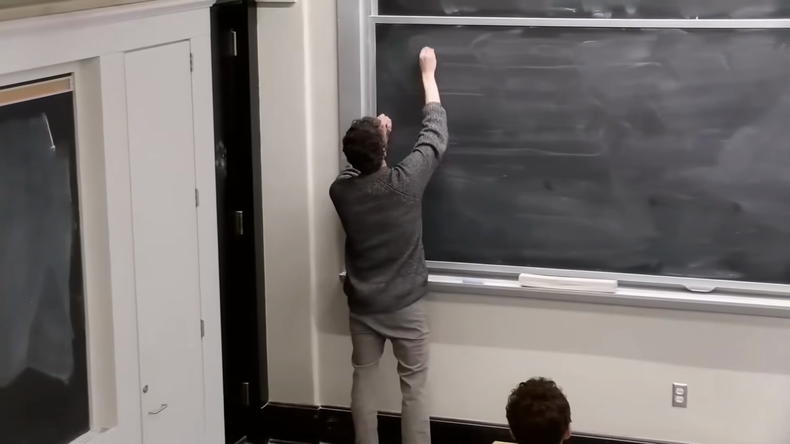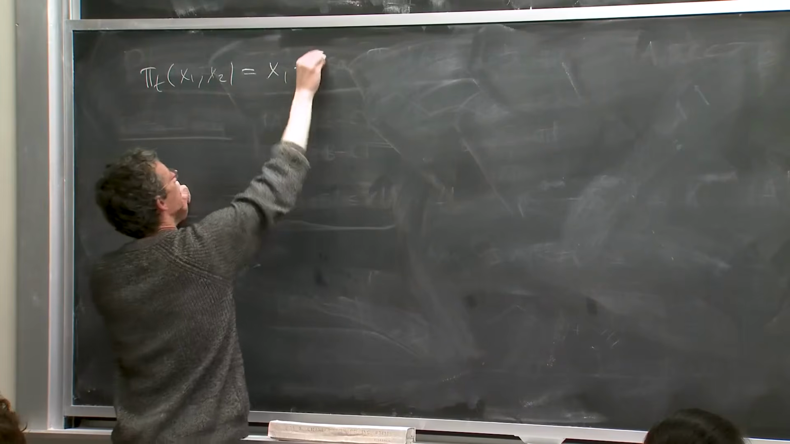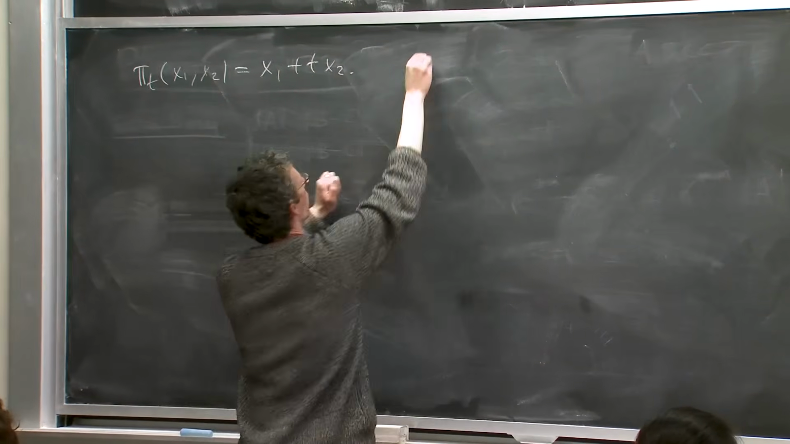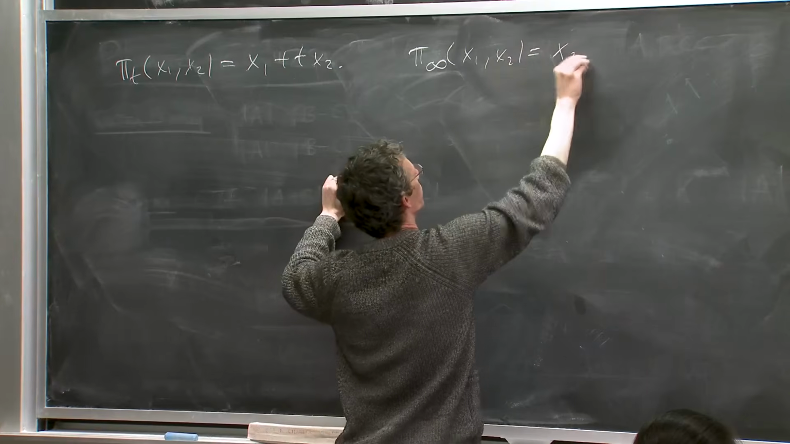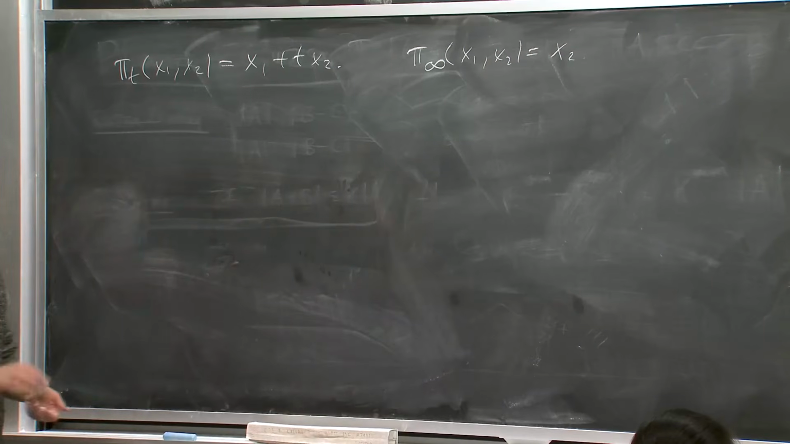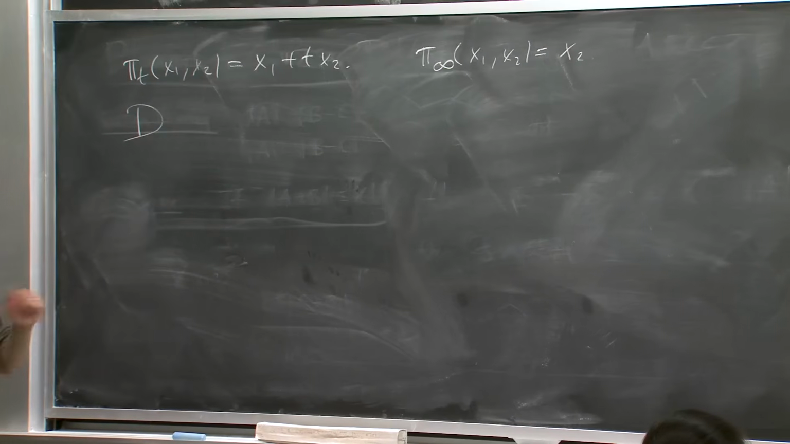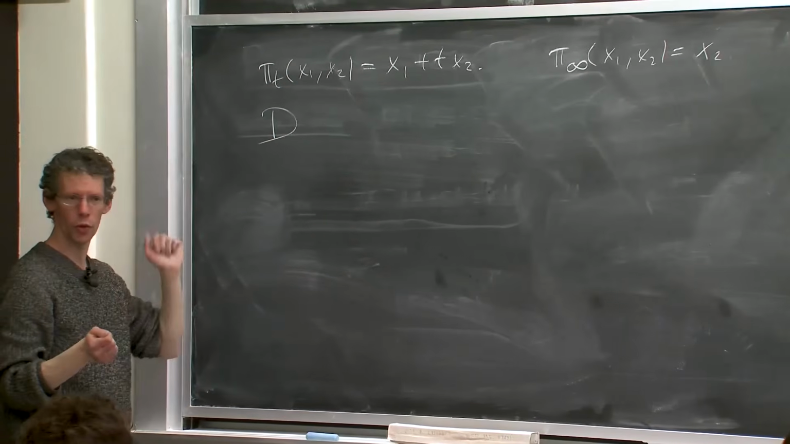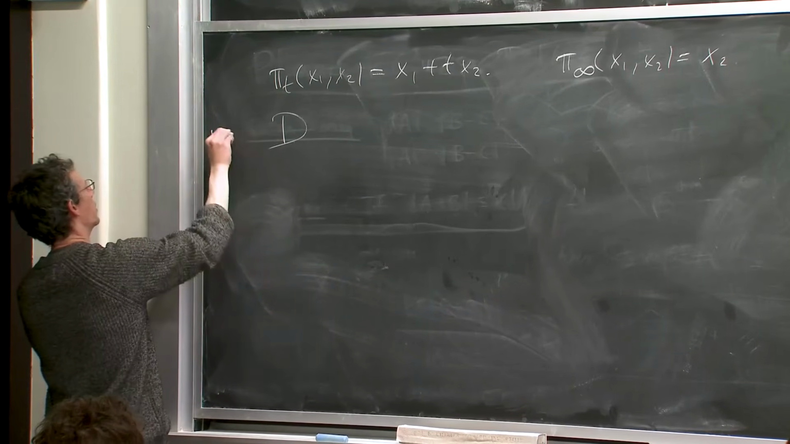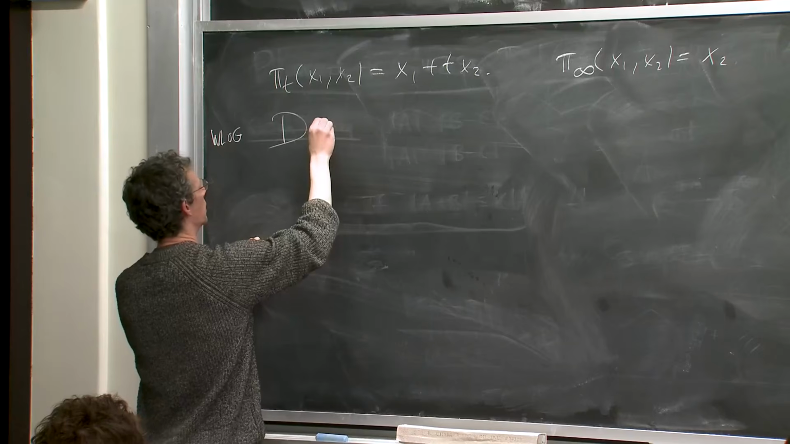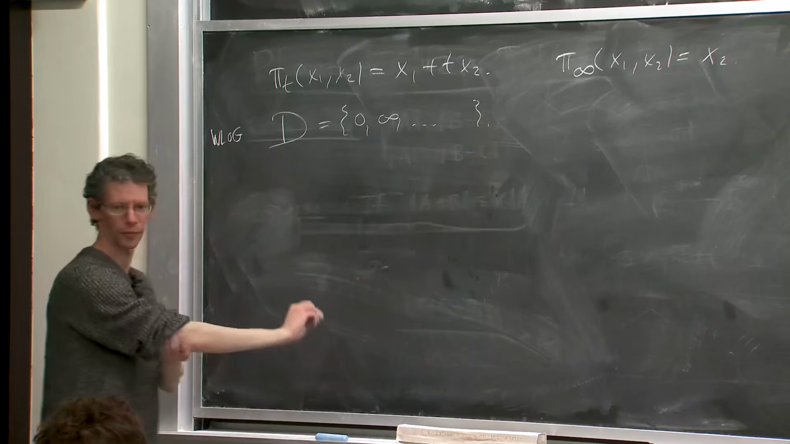All right. So remember that pi_t of (x1, x2) is x1 plus t x2, and also pi_infinity of (x1, x2) is simply x2. It's just a convention. Now we have some set of directions, and by performing a change of variables, we can assume that two of the directions are 0 and infinity. So without loss of generality, the direction set D is 0 and infinity, and then some other directions.